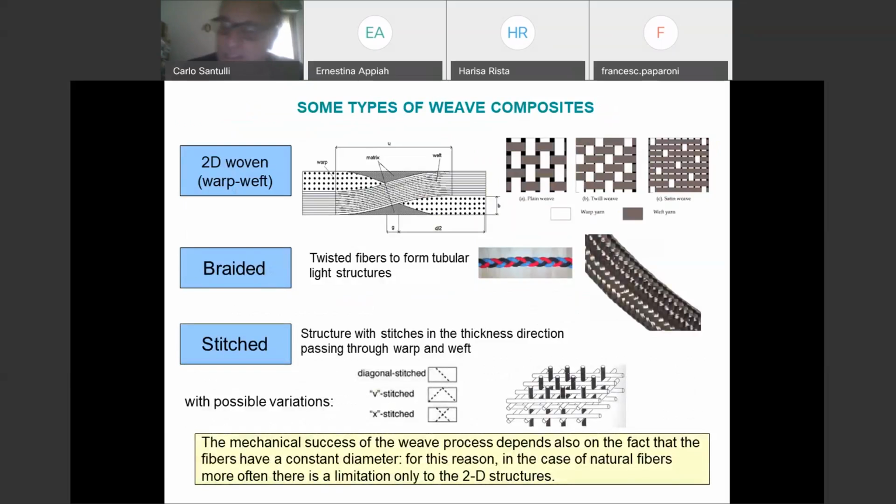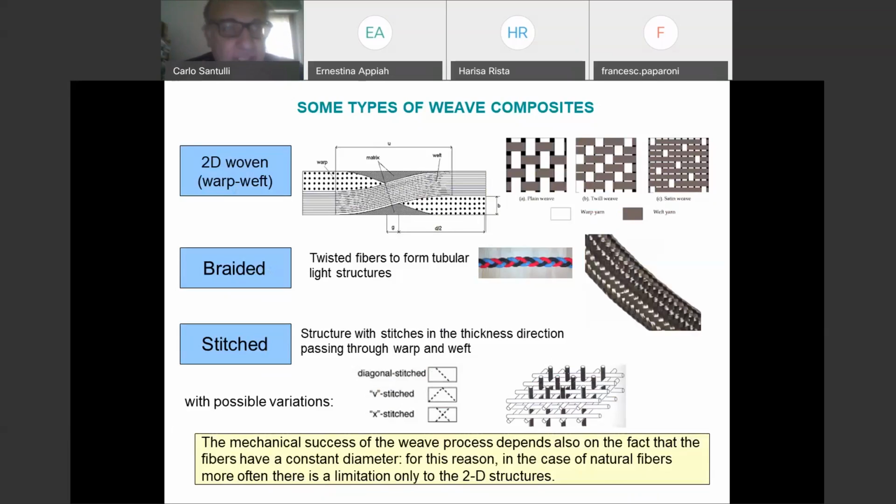These are some of the ways of arranging these weave composites. I might have the typical textile structure, the 2D with warp and weft, or I might have a braid. I might have a stitch if I want a third direction resistance. I might have a diagonal stitch, a V stitch, the X stitch, and so on.